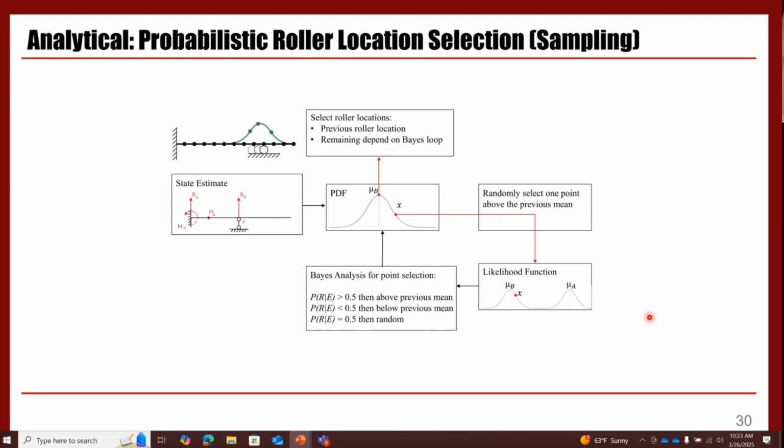And then for the analytical part, we have to create a surrogate model that represents the beam analytically, and then we select a possible roller location. Where can the roller be on this beam?